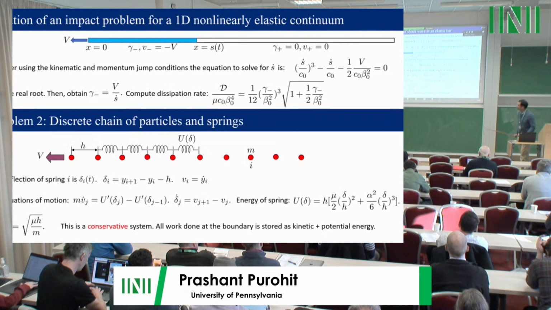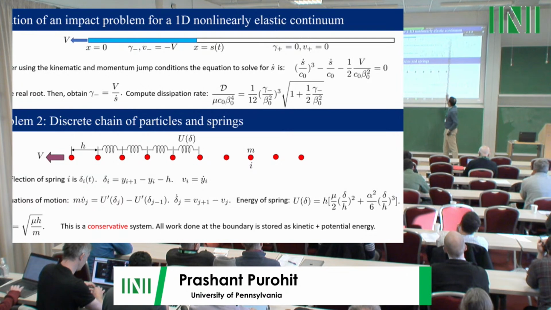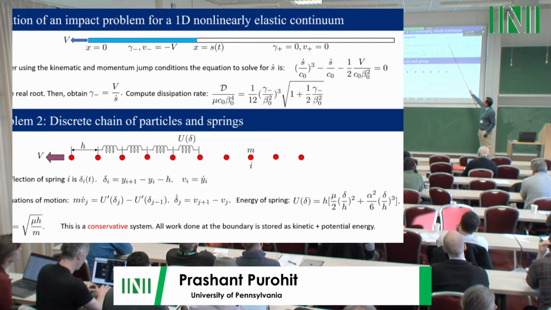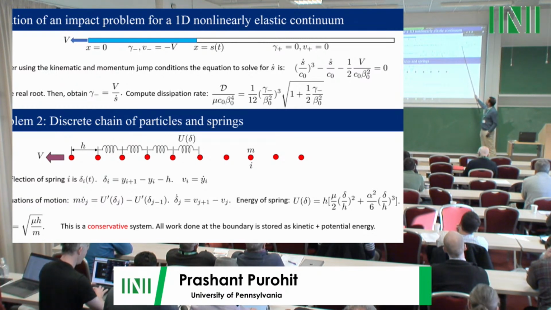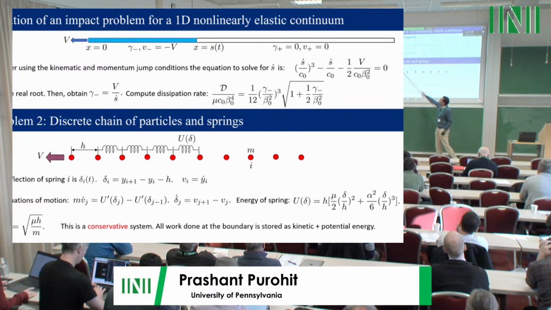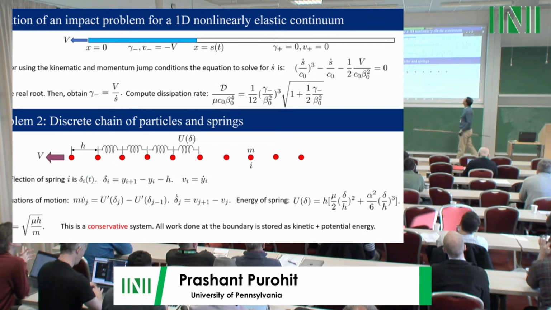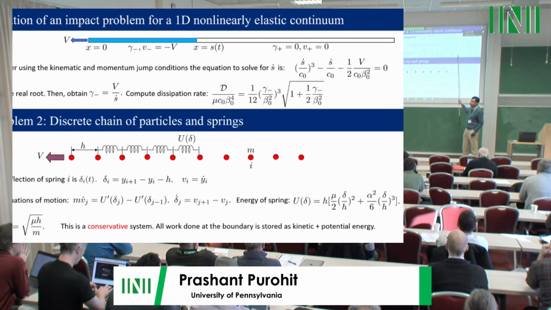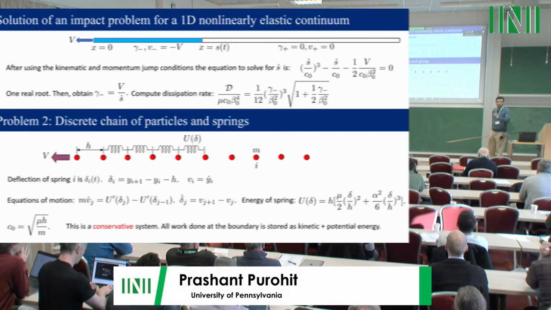That is problem one. When problem one is solved for an impact problem where you have a semi-infinite domain with a velocity v applied there, you can go through the mathematics and end up with this equation for the speed of the shock wave, which is S dot. That's a cubic equation. You can solve it. It has only one real root. You can show that. And then once you have got that real root, you can compute gamma minus, the strain behind the shock wave, simply by using the kinematic jump condition. And you can compute the dissipation rate, and it is given by an explicit formula like that. Very good. That was problem 1.